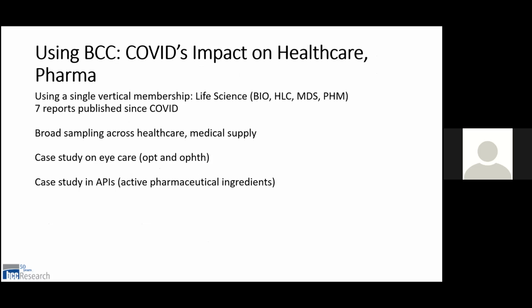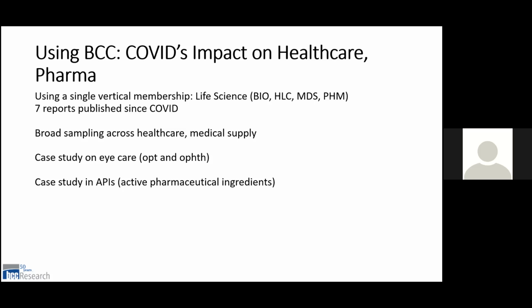So using these, here's an example. COVID's impact on healthcare. Using one of our verticals, membership is sold by vertical at BCC. So just using the life science, which consists of cell biology, that's the bio, healthcare and wellness, that's EHLC, medical device and surgery, which is MDS, and PHM, pretty much obvious. So just in looking at seven reports since COVID in these areas, and that's by no means an exhaustive list, we've published hundreds since COVID.